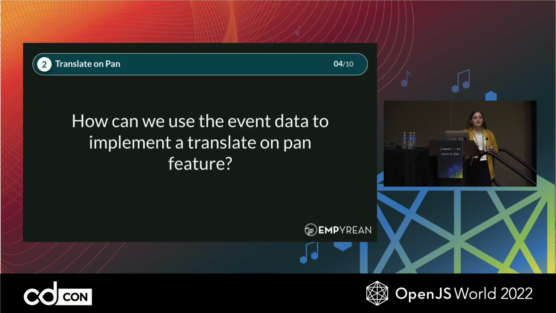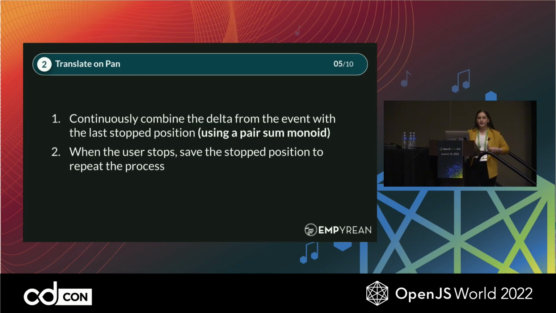So how can we use this event data to implement a translate on pan feature? We're going to do it in 2 steps. We're going to continuously combine the delta from the event with our last known stopped position. And spoiler here, we're going to use a pair sum monoid that we saw. And then step 2, to make this actually continuous, we have information that we need to keep reading from. When the user stops, we need to save that stopped position so that we can continue this process. The user can put down their finger, move it, lift it up, put it down, and keep moving it around.